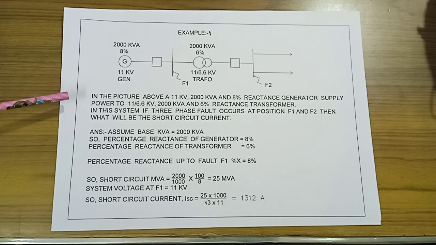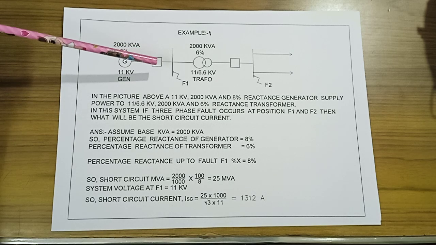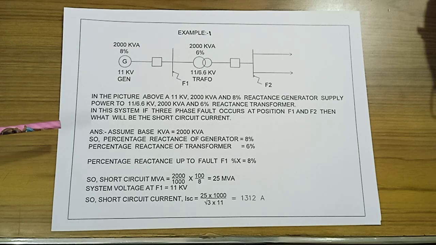In the picture above, a 11 kV, 2000 kVA and 8% reactance generator supplies power to an 11 by 6.6 kV, 2000 kVA and 6% reactance transformer. In the system, if a three-phase fault occurs at position F1 and F2, then what will be the short circuit current? Here is the answer.